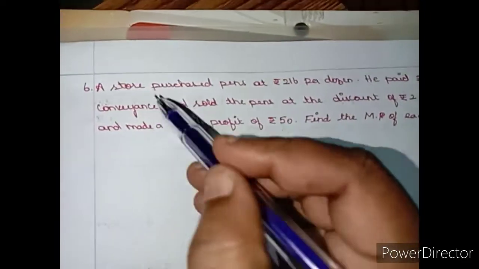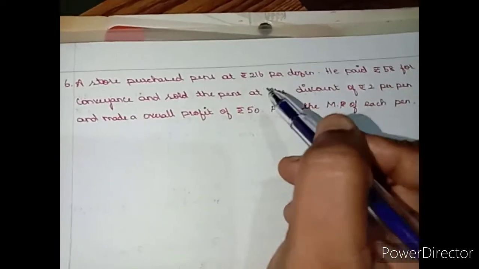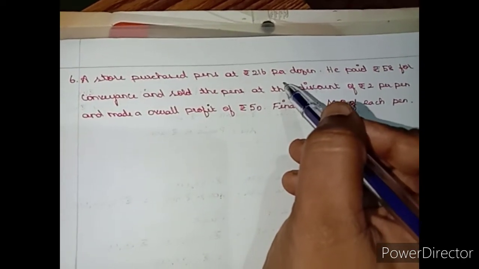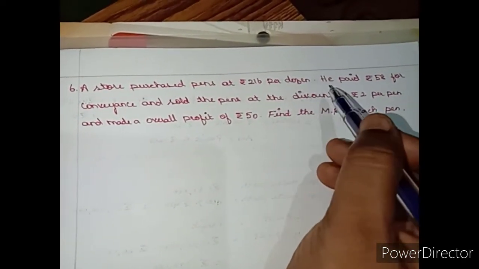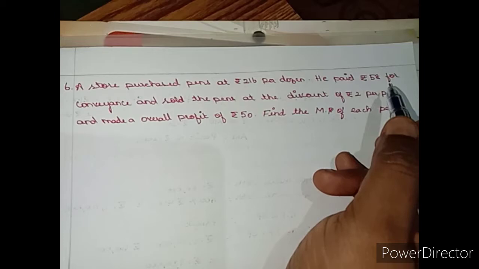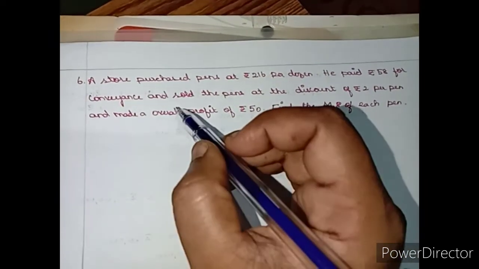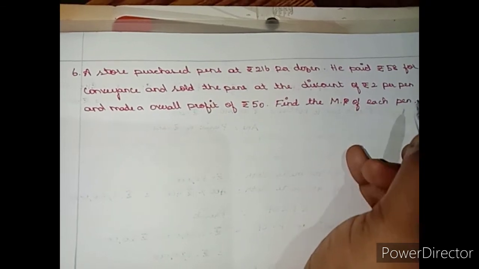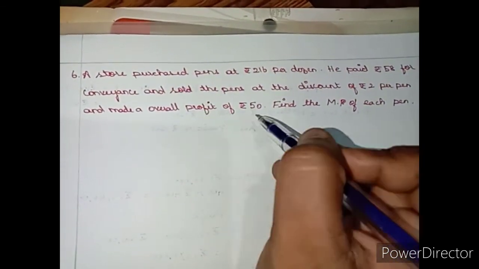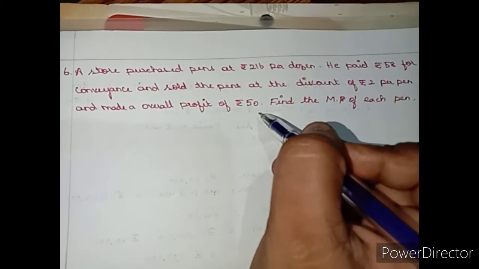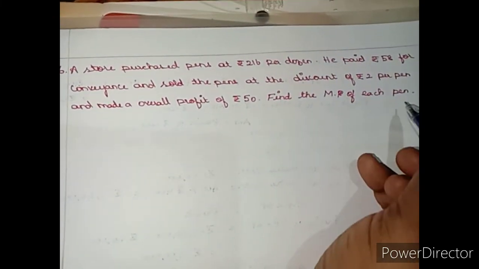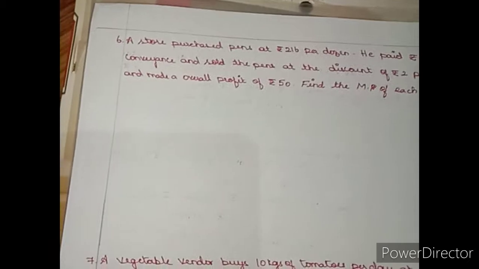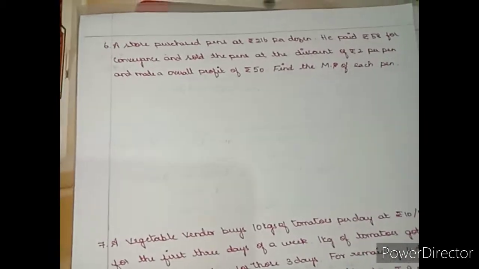See the next question. A store purchased pen at rupees 216 per dozen. He paid rupees 58 for conveyance and sold the pen at the discount of rupees 2 per pen and made an overall profit of rupees 50. Find the MP of each pen. So now we are going to find the marked price of each pen.